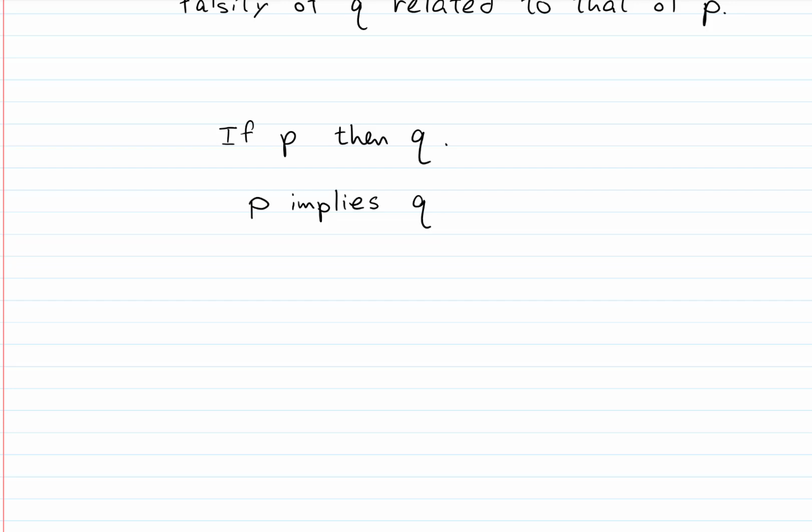And here's an even shorter way of saying it. You can say P arrow Q. Remember how we learned some symbols last time? We learned that this is called negation, and basically that means not. This is called conjunction and means and. This is called disjunction and means or. And now we learned a new one, the arrow. It's called implication, and it means if, then.